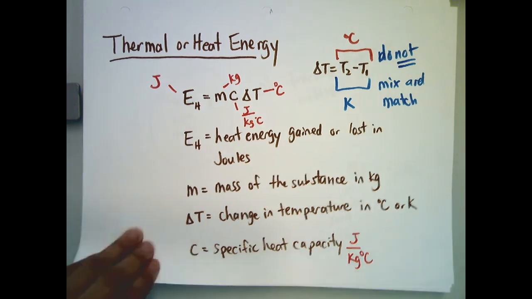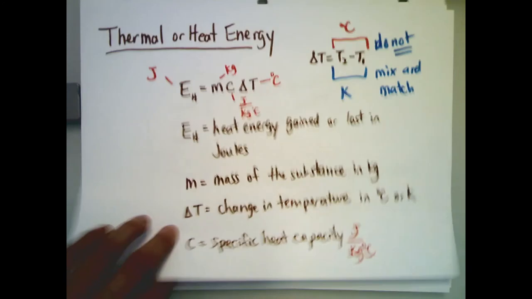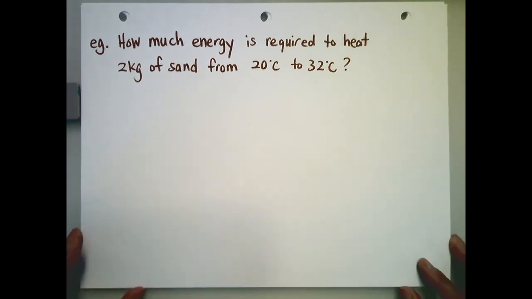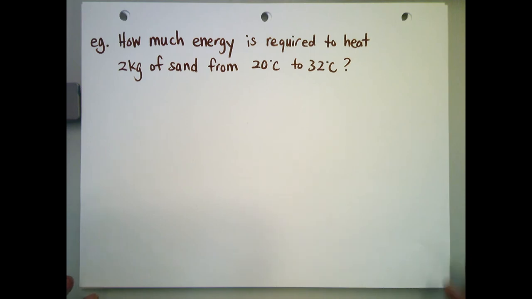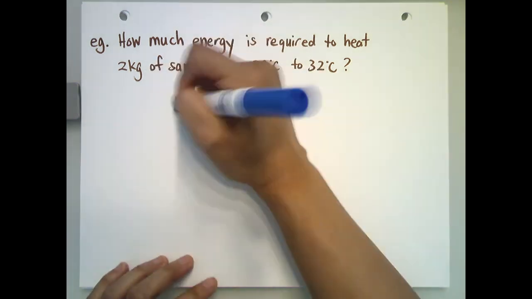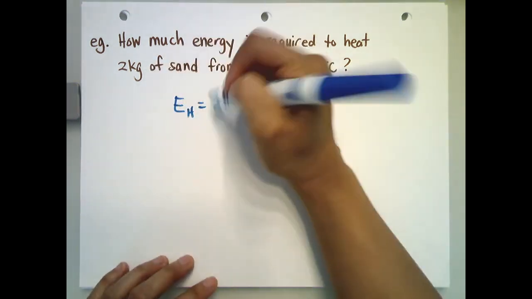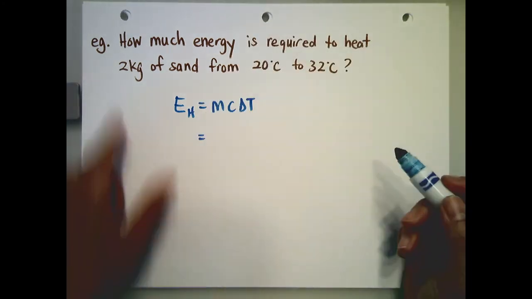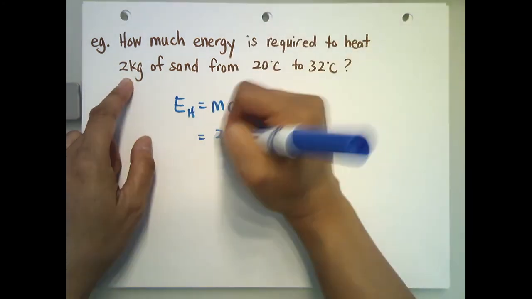All right, let's try an example. Okay, so we'll have our first example over here. And the question is, how much energy is required to heat 2 kilograms of sand from 20 degrees Celsius to 32 degrees Celsius? All right, so the formula we have here that we're going to use is E equals mc delta T. So we have 2 kilograms of sand.